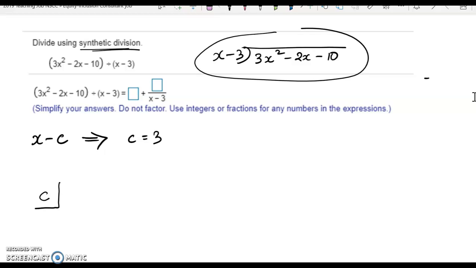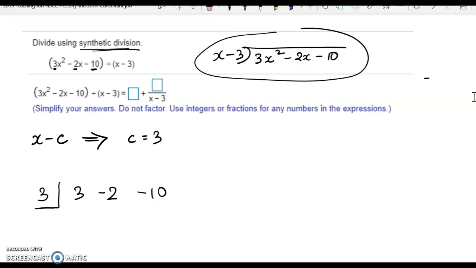What is the value of c? We know this, it is 3. So we put our 3 there. After that you will only write 3 values here, which are the coefficients of the variables up here. What is the coefficient of x squared? That is 3, so I'll write another 3 here. What is the coefficient of the next variable x? It is minus 2, so I'll write negative 2 here. What is the coefficient of x to the power 0? That is negative 10, so I'll write negative 10 here.